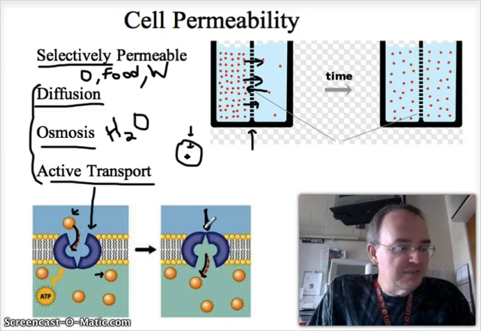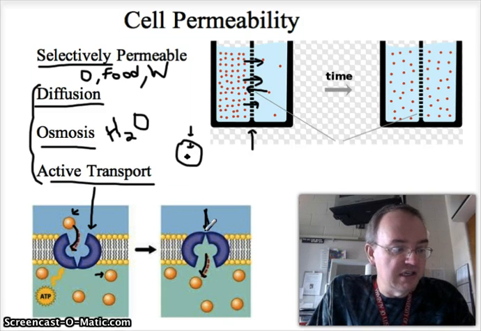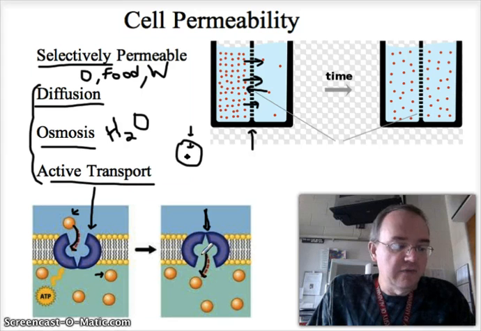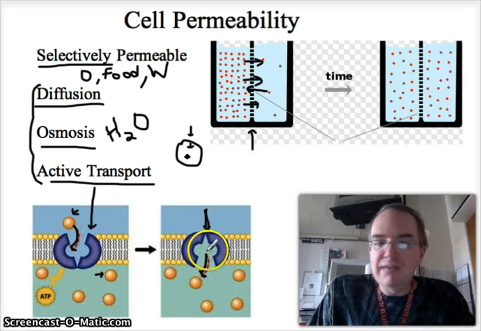This is transport proteins. The protein picks up the item, it carries it into the cell. Another method is called engulfing. Now, engulfing is kind of like an amoeba, you might say.